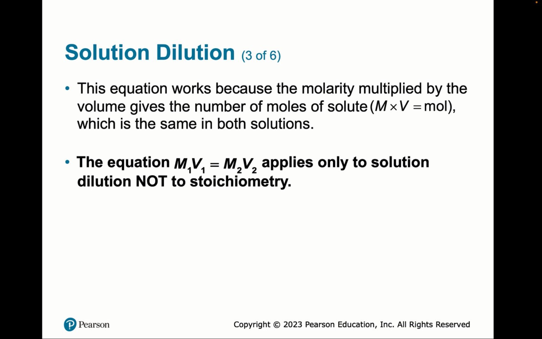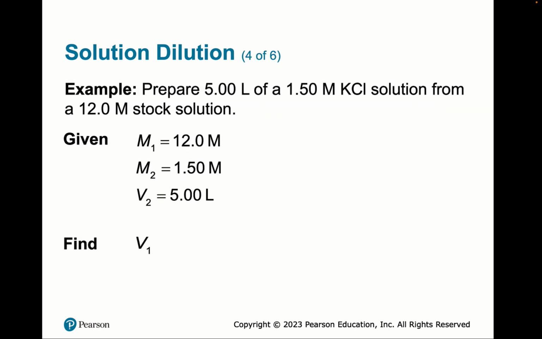So this one does not apply to stoichiometry. You have to go straight across, so do not apply stoichiometry to this equation. Next: prepare 5 liters of a 1.5 molar potassium chloride solution from a 12 molar stock solution.